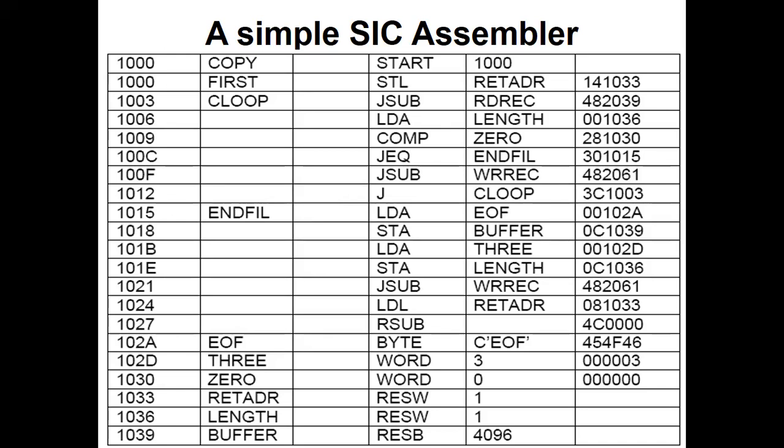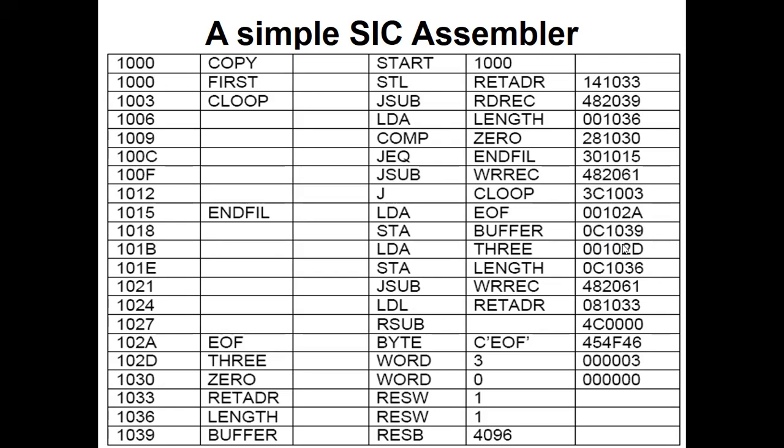Each of these is 6 digits. Can't you see? 141033 is 6, 482039 is 6. So we go on adding, and then we don't exceed 60. The last one should be 60. So which should be the last? I think it should be that one, 001 and so on. Is it clear to everybody? Because these are 6, 12, 18, 24, 30, 36, 42, 48, 54, then 60. It means this one is the last instruction.